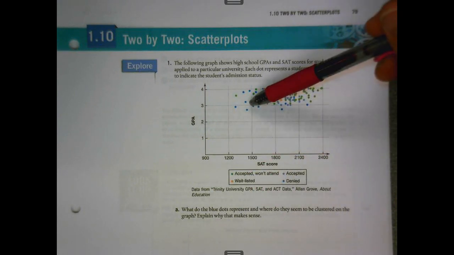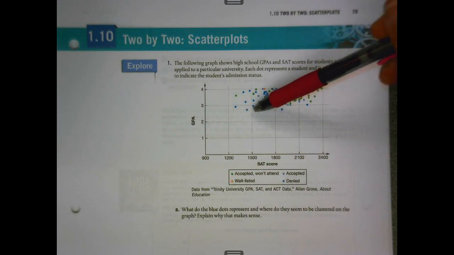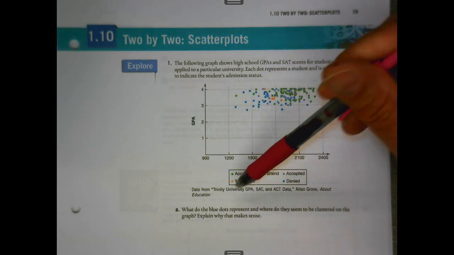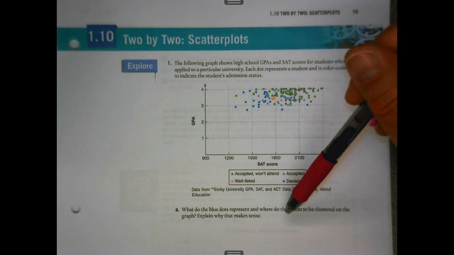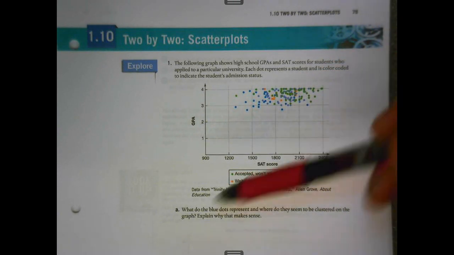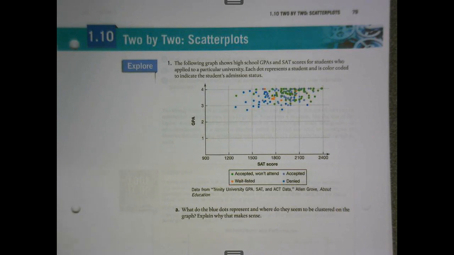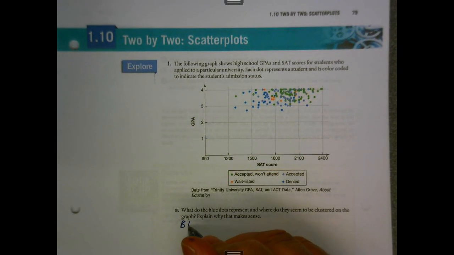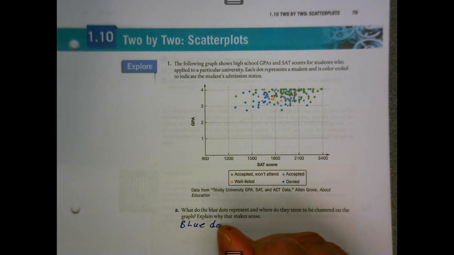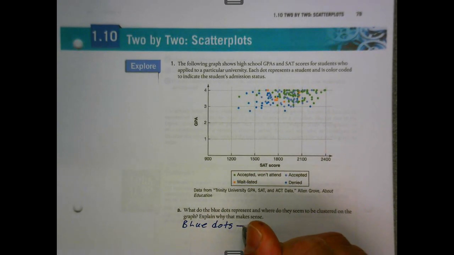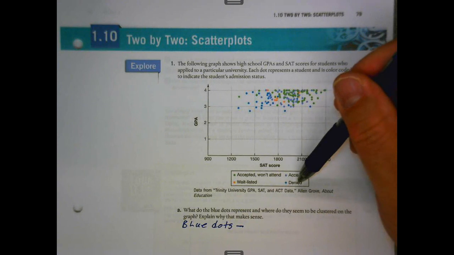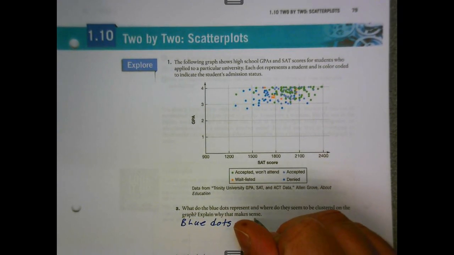Well, the blue dots look like they're clustered in this area here. So we need to explain what they represent. So the blue dots, I'll use blue. So the blue dots represent the denied students, students that were denied acceptance.